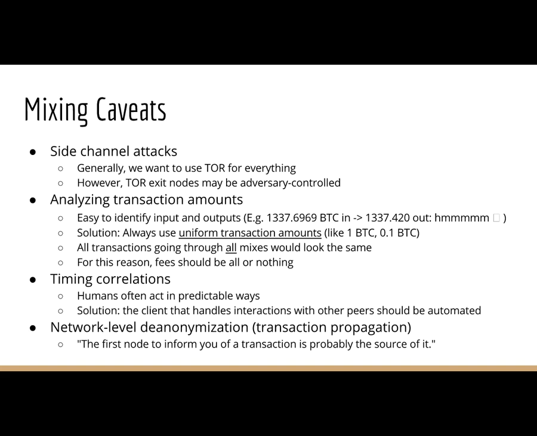There's also timing correlations. Humans often act in predictable ways. You can guess what their mix or input might be based off of the timing of their actions. So the solution to that is that all client software for these mixing protocols needs to be automated. And then lastly, there's network level de-anonymization. One example of this is if you receive a transaction on the Bitcoin network, it is most likely that the person who sent it to you is the original sender of that transaction. That's just a basic heuristic.